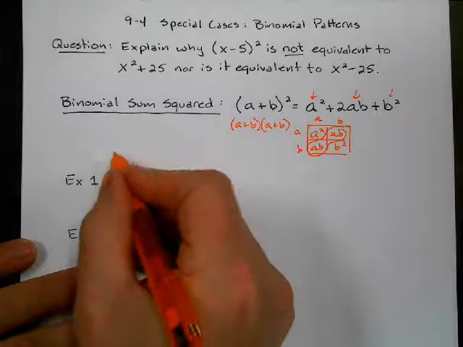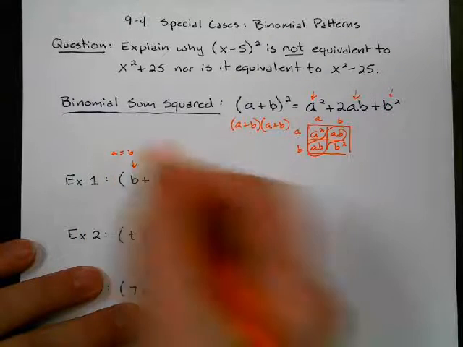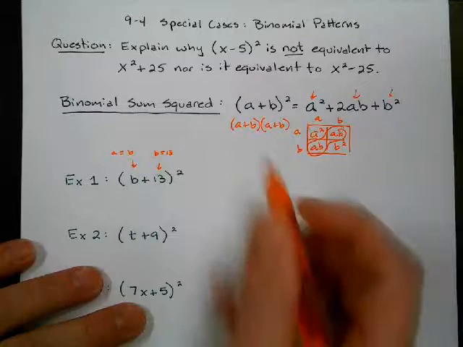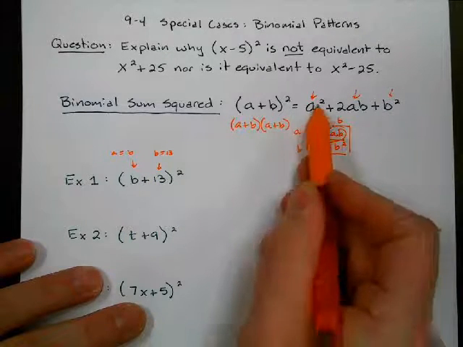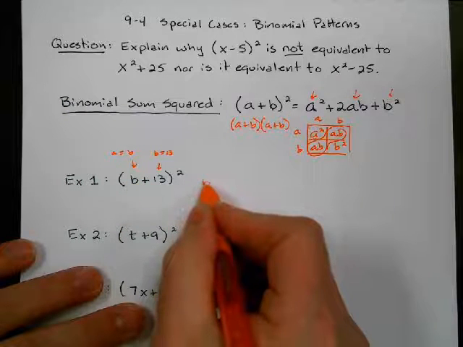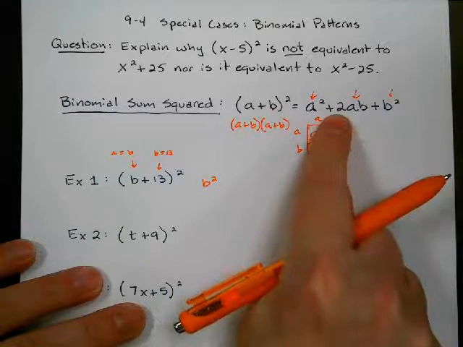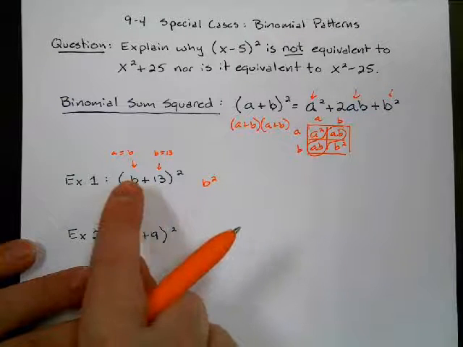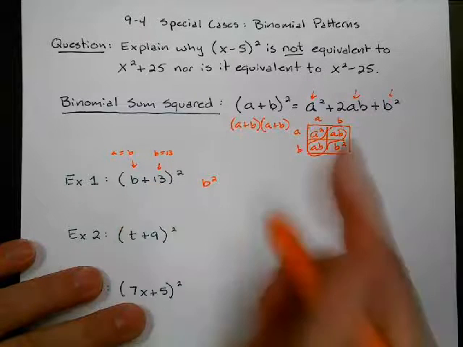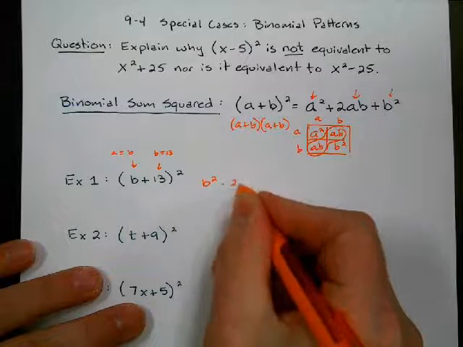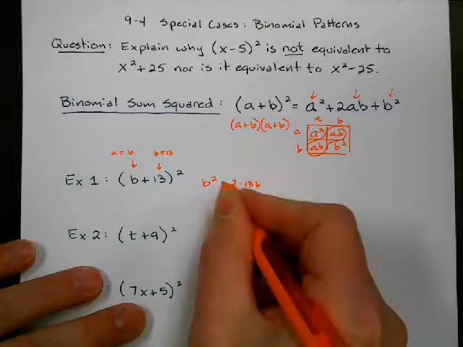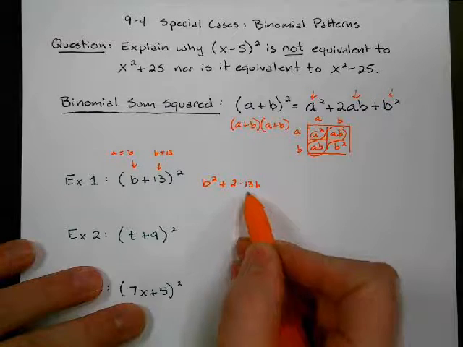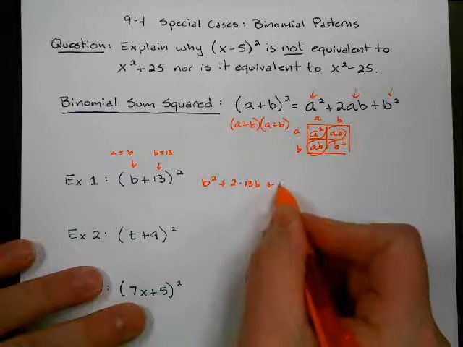Okay, so we're going to say that a is b, and the second number is 13. So I'm supposed to take a squared, so that's this one squared, b squared. Then I'm supposed to take 2 times a times b, 2 times b times 13. Well, b times 13 is 13b. So 2 times 13b is what we put in the middle one. That's 26b. And then the last number would be 13 squared.